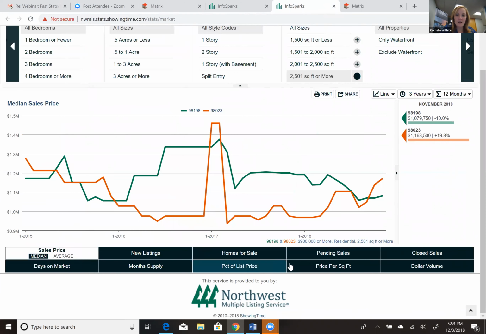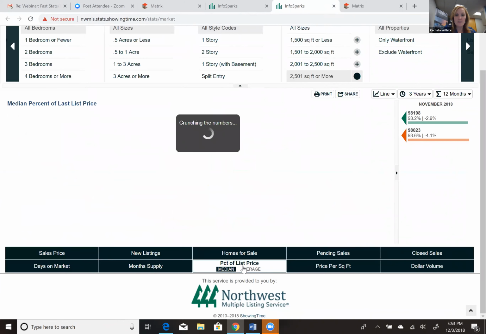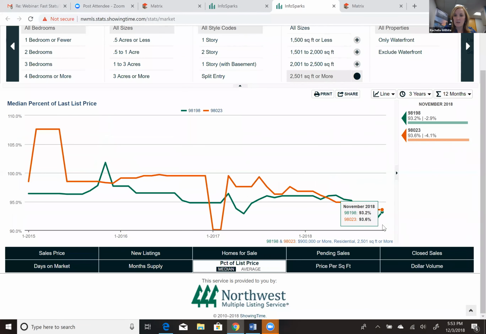The other thing that I like to use is percent of list price with sellers. This little tag right here will show you, based on those two zip codes, here's what it's looking like in that price range. Again, we're looking at $900,000 or above with 2,500 square feet or more. 98198 looking to be 93.2%. So are they getting full price? No, not in that price point. Are they getting close? They're getting close. There's room for negotiation. So you may want to share this with your seller.